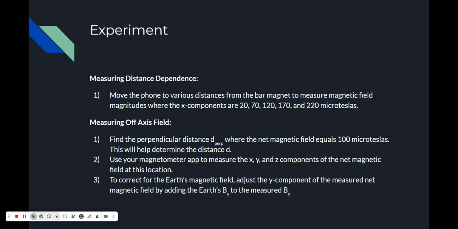The phone was moved to various distances from the bar magnet to measure magnetic field magnitudes where the x component equaled the listed values. Then for measuring the off-axis field, the perpendicular distance where the net field equaled 100 microteslas was measured. The app was then used to find all components of the net magnetic field. Then the y component was adjusted to correct for Earth's magnetic field.